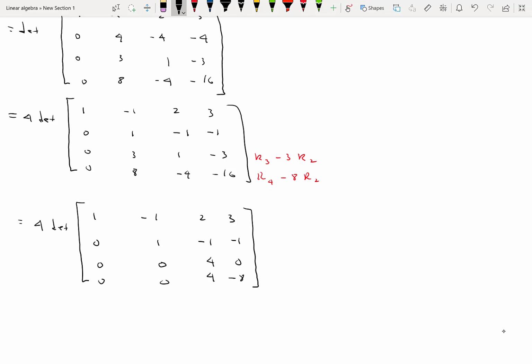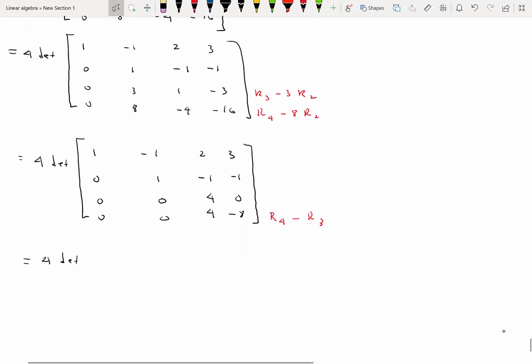Okay, so what I want to do is get 0 before that first entry of 4 in row 3. So I'm going to do a row operation on that. I'm going to take row 4, and I'm going to subtract row 3. And that should pretty much get us to the end of this.